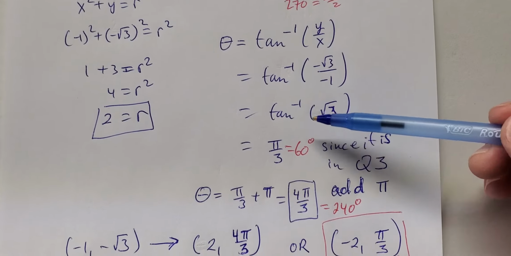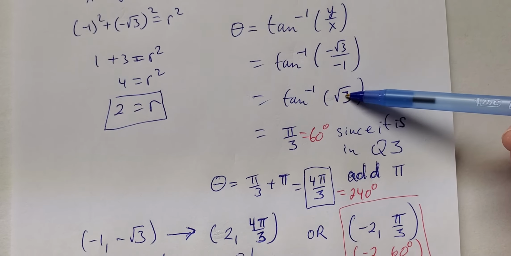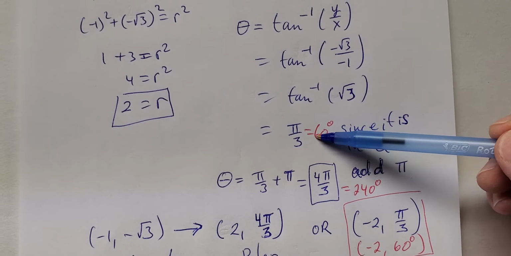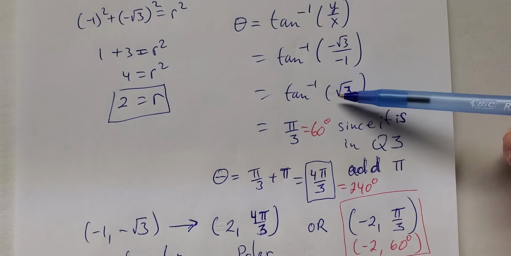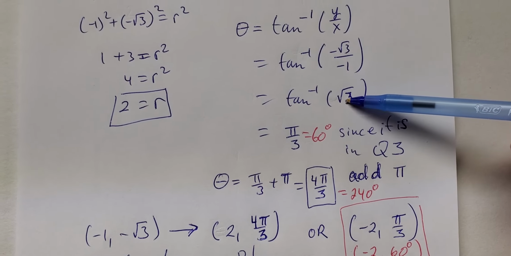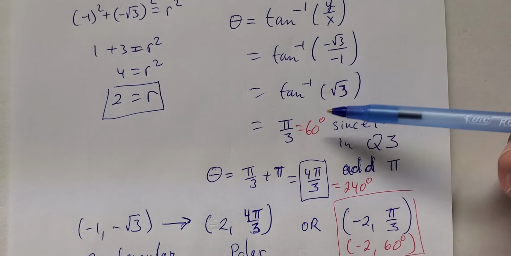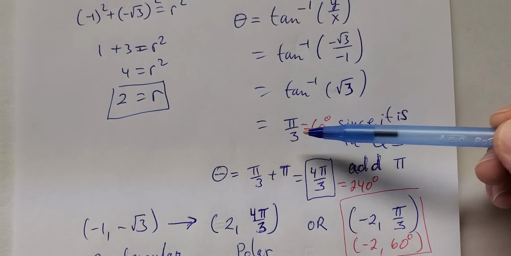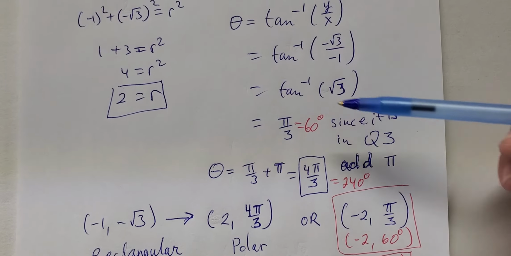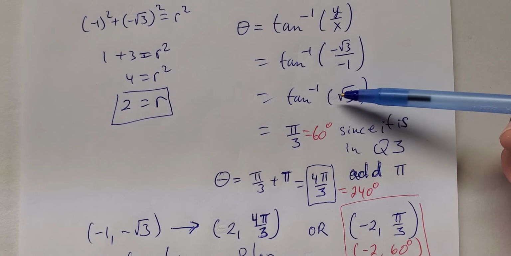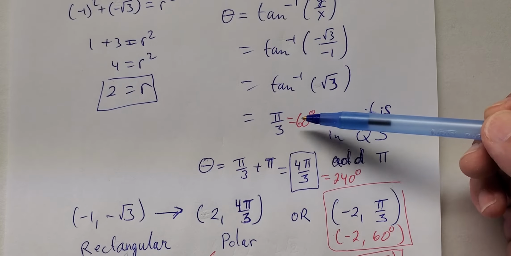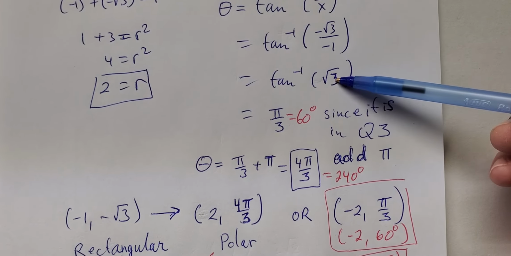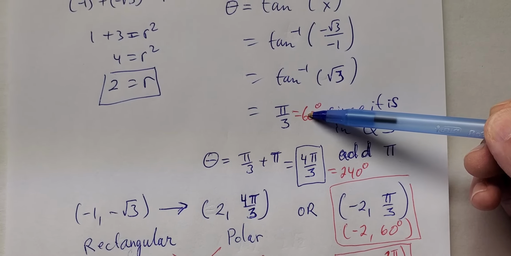So right here, again, use the chart or your calculator. It will come out to be pi over 3 or 60 degrees. Okay, again, square root 3. In your chart or calculator, it will give you 60 degrees or pi over 3. Okay, now, again, this right here is from the chart and also from your calculator. So tangent inverse square root 3 is 60 degrees.